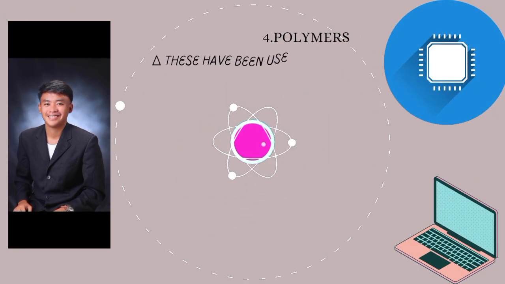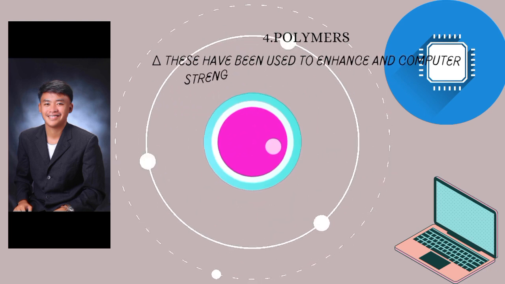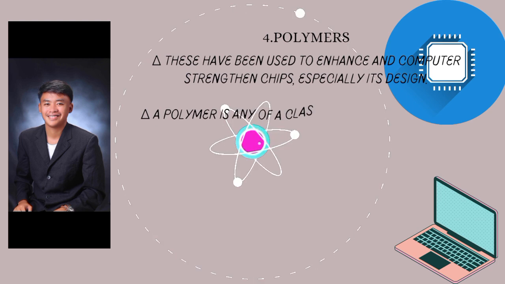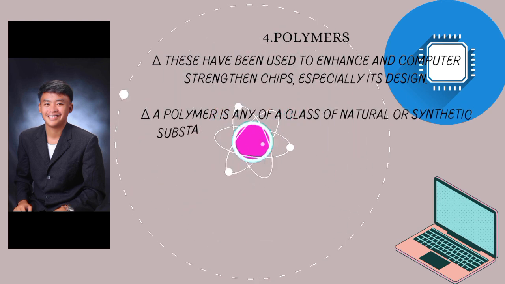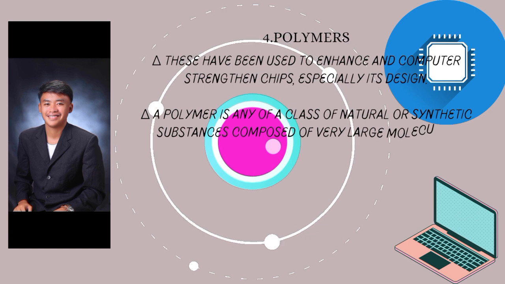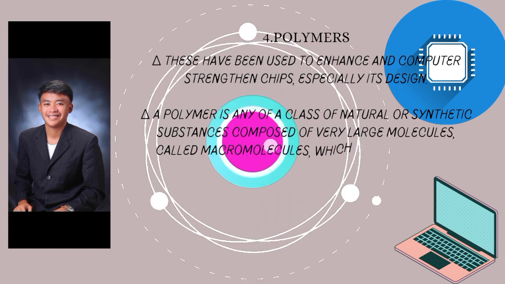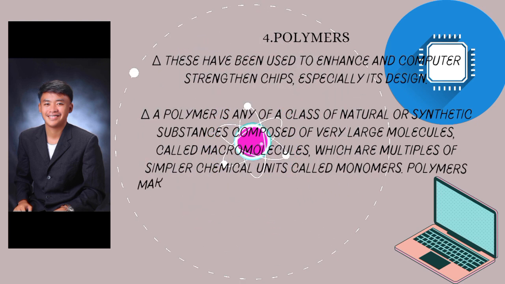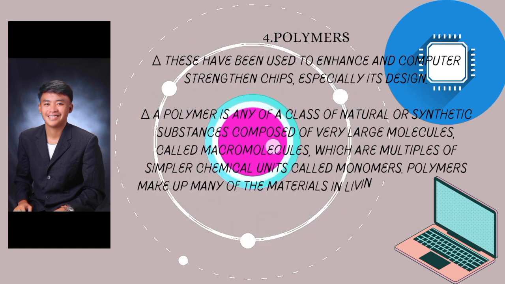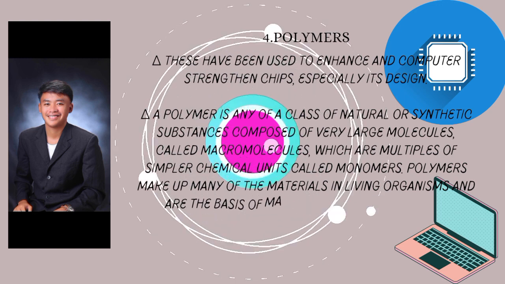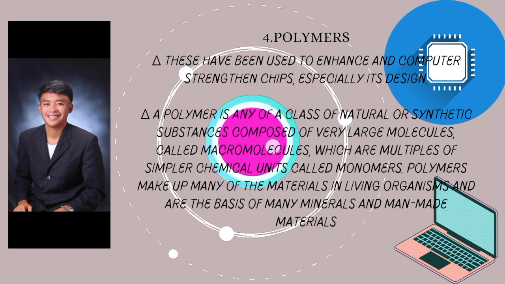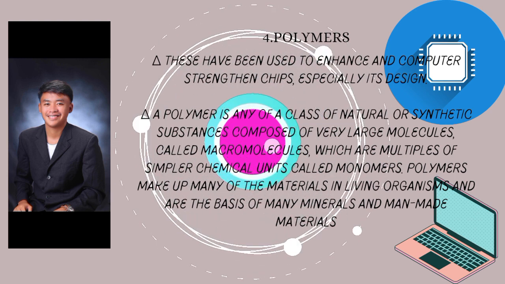Polymers. These have been used to enhance and strengthen computer chips, especially their design. A polymer is any of a class of natural or synthetic substances composed of very large molecules called macromolecules, which are multiples of simpler chemical units called monomers. Polymers make up many of the materials in living organisms and are the basis of many man-made materials.